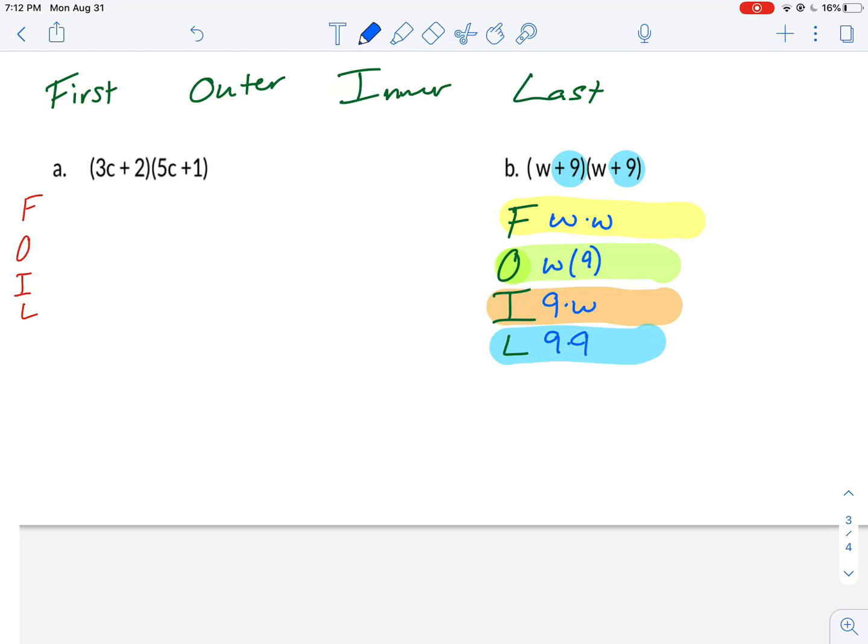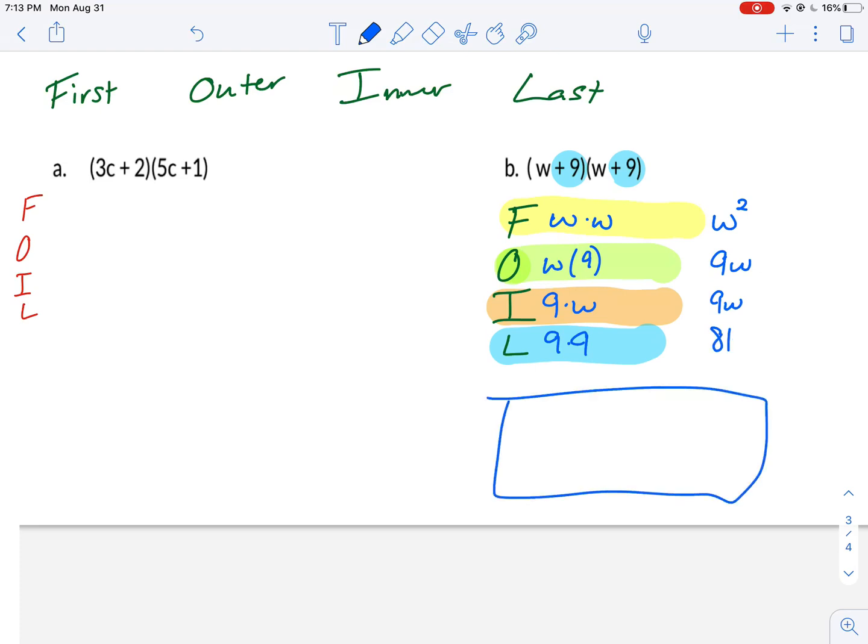So this is W times W is W squared. W times 9 is 9W. 9 times W is 9W. And then 9 times 9 is 81. So once we've got all that done, we've got to combine our like terms. So let's see what like terms I have here. Oh, I have a W squared, but no other W squareds. Here I've got some W's. And then I have an 81.